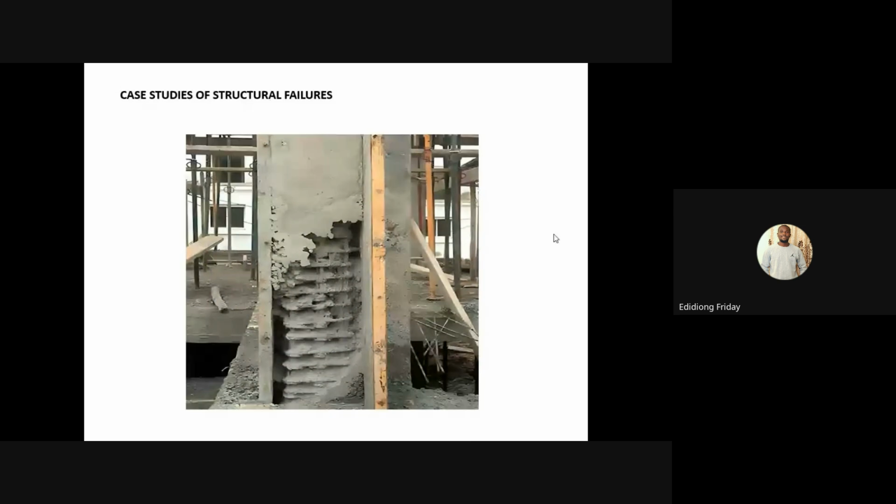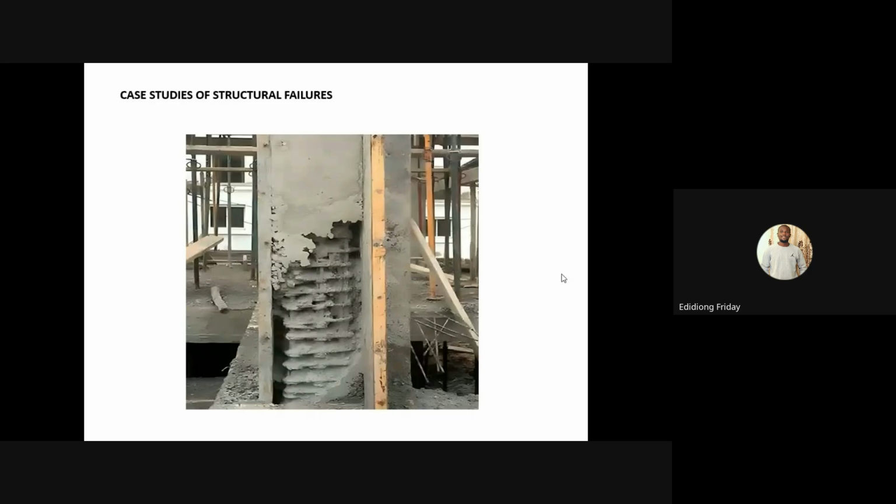Okay, this is the last case study. This is what we call honeycombs. This is usually a result of inadequate vibration of the concrete, or a poor mix. Probably the size of the coarse aggregate is actually too big, above the maximum, and so the stones are finding it difficult to go down to the lower part.